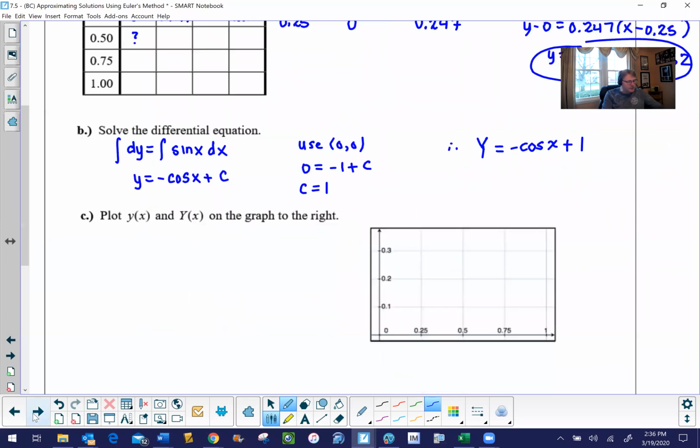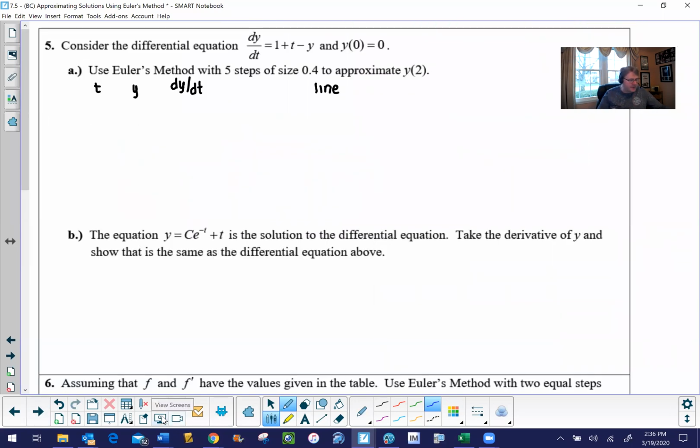I had a request to go ahead and look at 5 Part B, and I don't mind doing that. It says the equation y equals c e to the negative t plus t is a solution to this differential equation above. It says to take the derivative of that y and then show that it is the same as the differential equation above. So yeah, we can certainly do this.